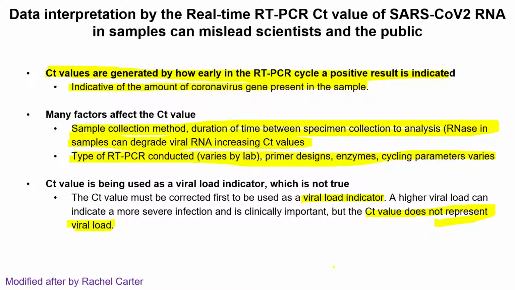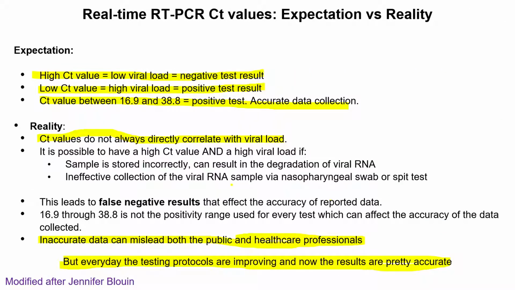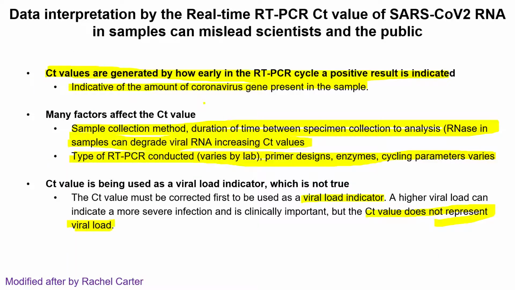That's your take-home message. So here, CT values: remember that low CT value means high viral load, and it is generated by how early the RT-PCR positive result is found. And what are the factors that can affect the CT values? Specimen collection to analysis time, RNases in the samples. So RNases are the most important ones, which can degrade RNA.